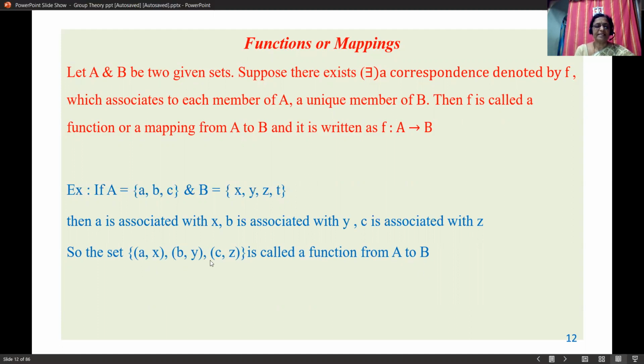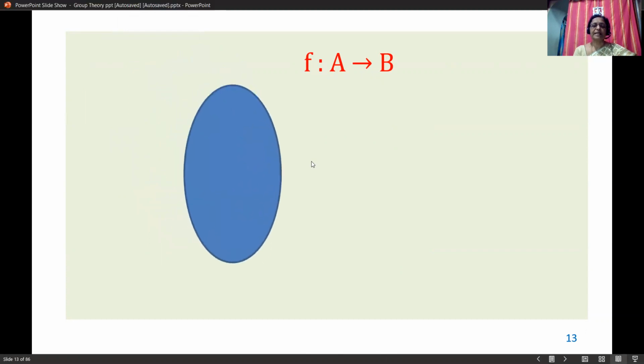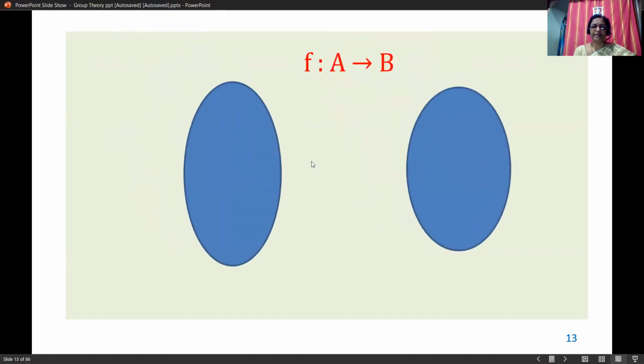Now let us see this. This is the mathematical representation. Now let us see how to consider a mapping from a Venn diagram. Let us consider f from A to B. Set A, set B. Now a, b, c are the elements of A, and x, y, z, t are elements of B. Then let us associate a with x, b with y, and c with z.